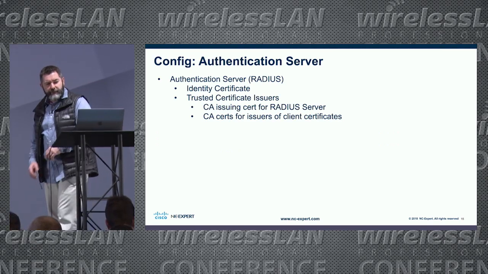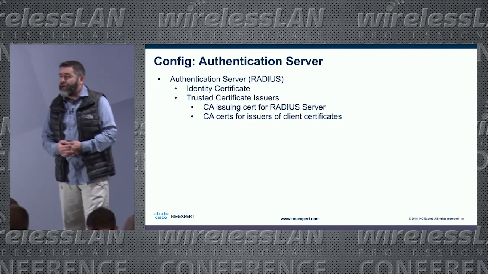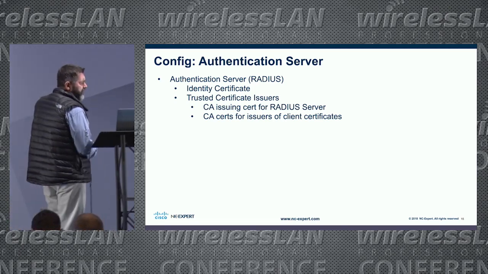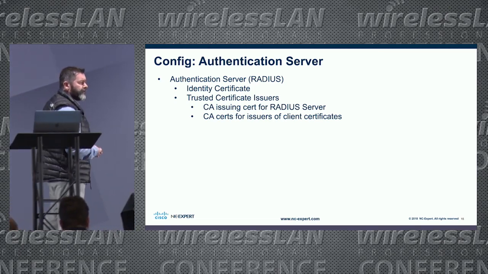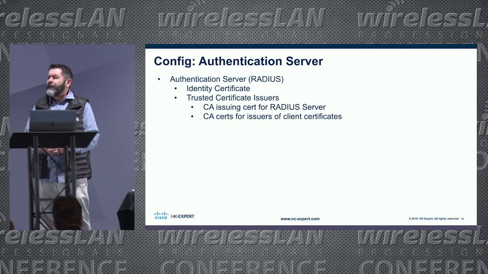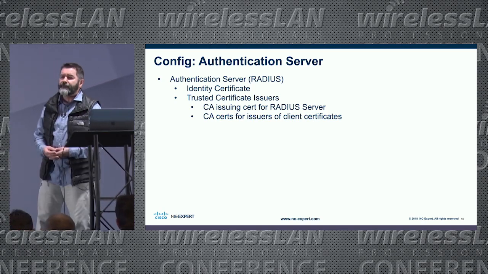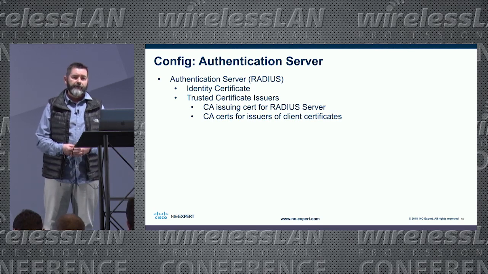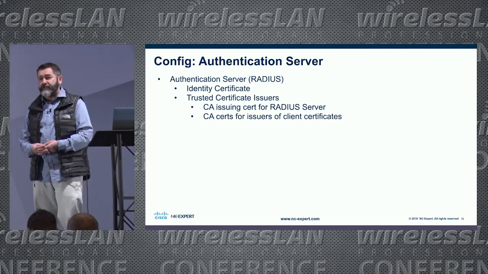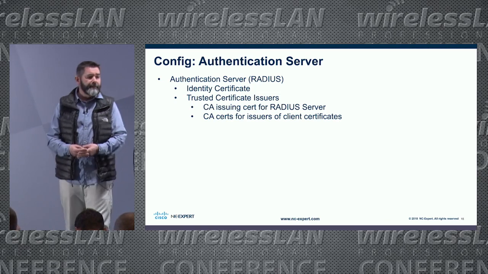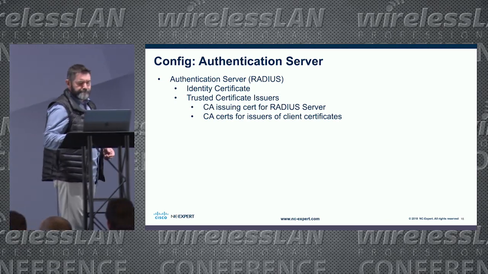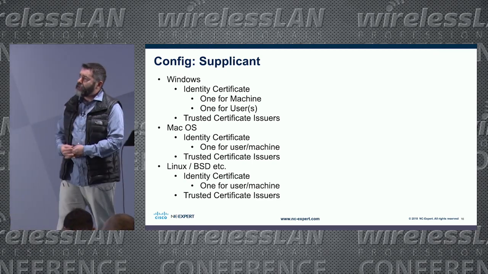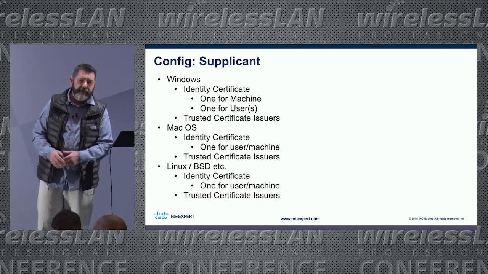So for the infrastructure, what we need to have on the authentication server, I'm stating that we need to have an identity certificate that identifies the server, but as a starter, we actually need to have the trusted certificate issuer certificate installed on the server, and then we can have the identity certificate installed on that particular server. Windows, macOS, Linux, I'll not go through them all.